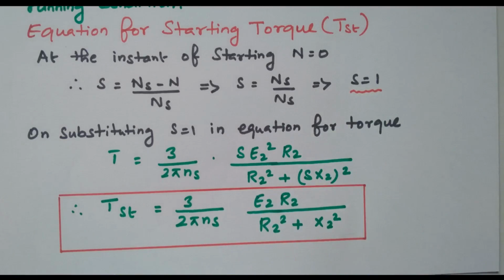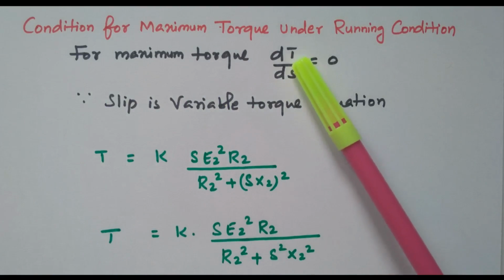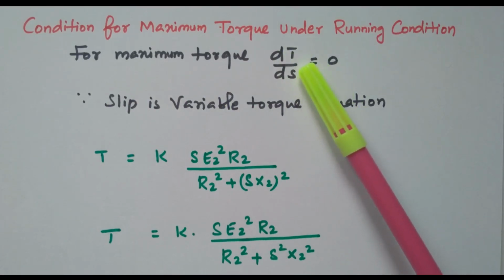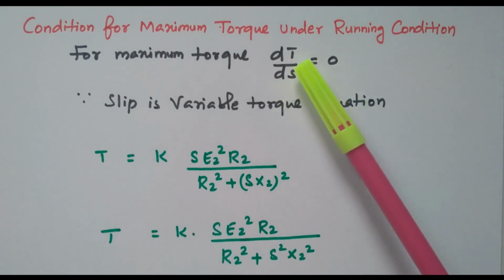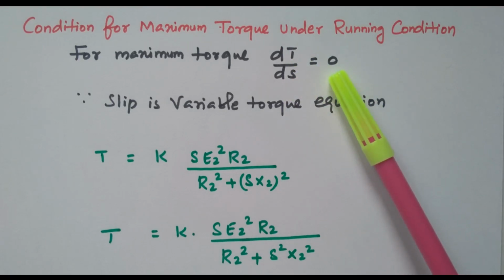Now we'll see the condition for maximum torque under the running condition. What is the condition for maximum torque? In order to get the maximum torque, the condition is differentiation of torque equation with respect to slip equal to 0. d by ds of the torque equation T equal to 0. Right? We are going to differentiate the torque equation with respect to S, and by equating it to 0, we will get the maximum condition.